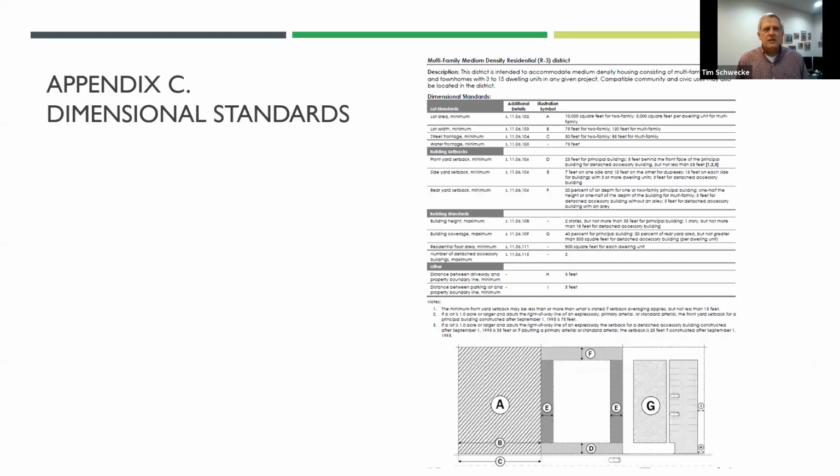And then Appendix C is a listing of all the dimensional standards. And here you would organize by district, and this is where you would list those things, or how things are counted. And then if you're able to, you can have a diagram that shows those different dimensional standards, how they apply, and where they're located.